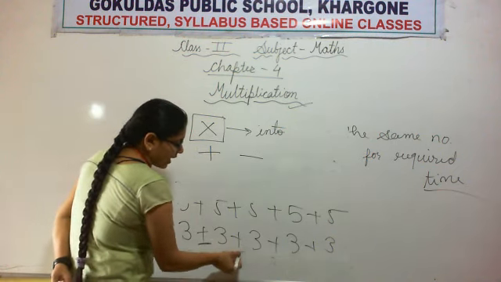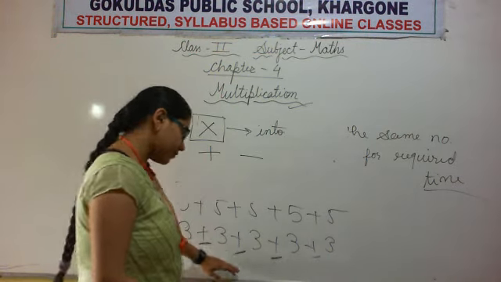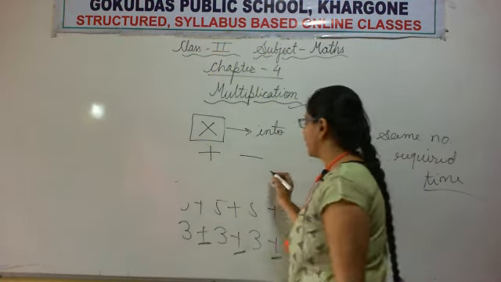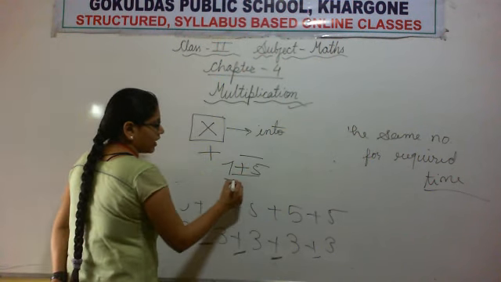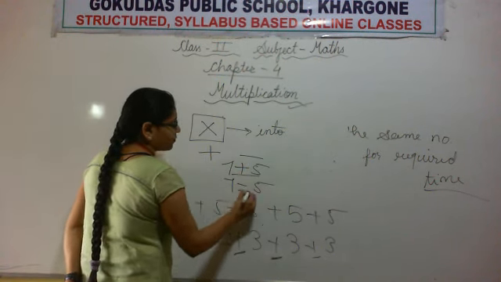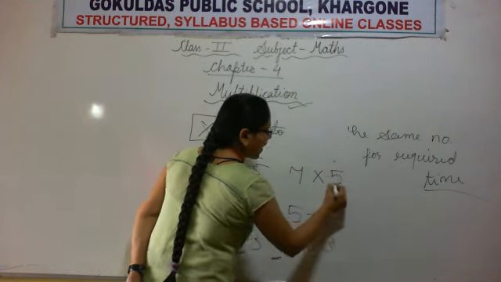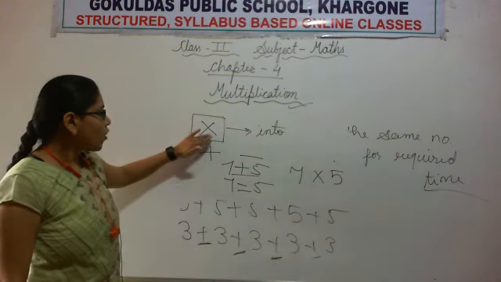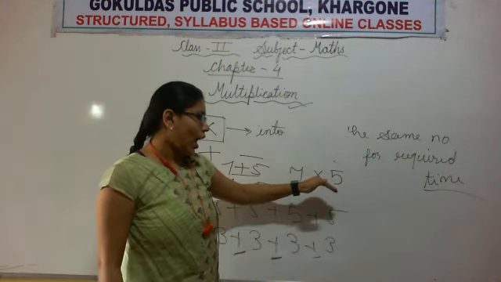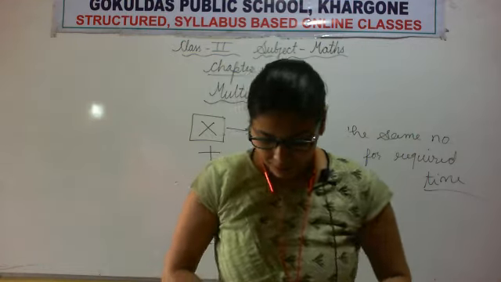By this plus sign we easily understand that addition is going to happen. 7 plus 5 means addition is going to be there. 7 minus 5, subtraction is going to be there. 7 into 5 means multiplication is going to be there. So we read it as "into", and this cross sign represents multiplication.